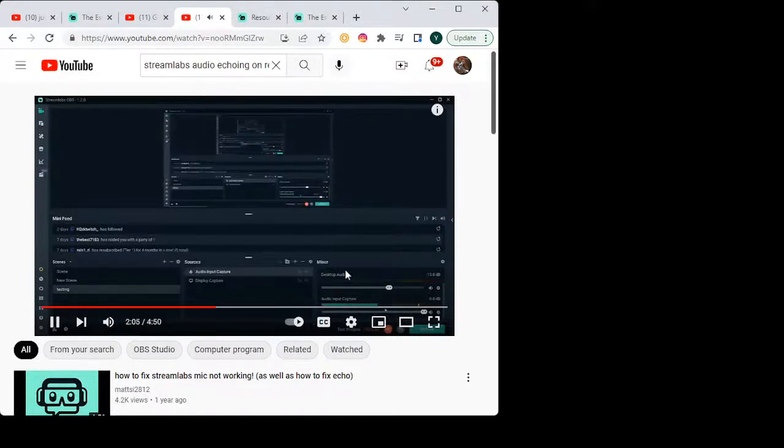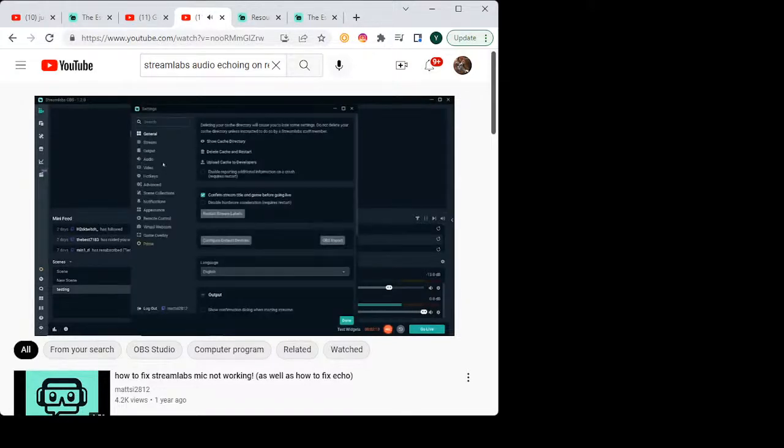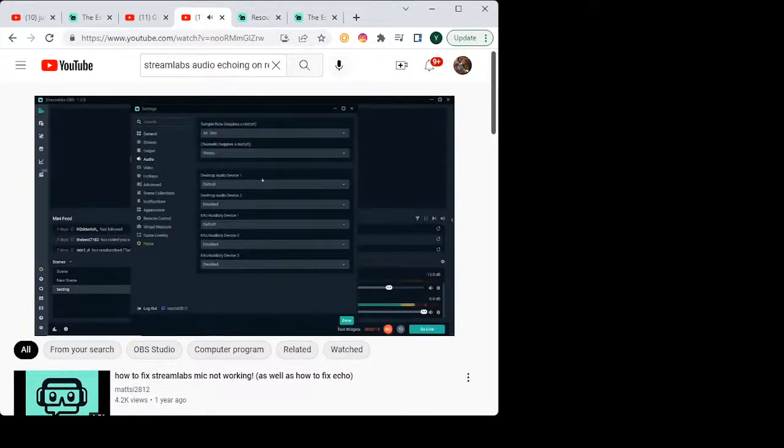For me, it already worked, so it doesn't change much. But if it doesn't work, then that's why. And then if that still doesn't work, there are a few other options. You might want to go over to your settings here, over to audio, and here you're going to have there you go. This is actually quite an important one.